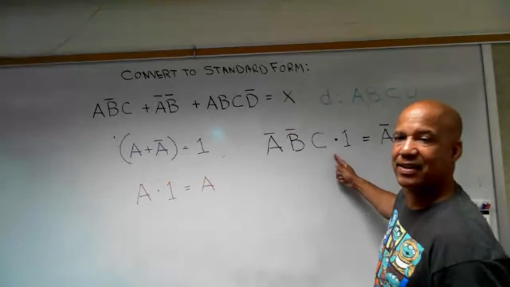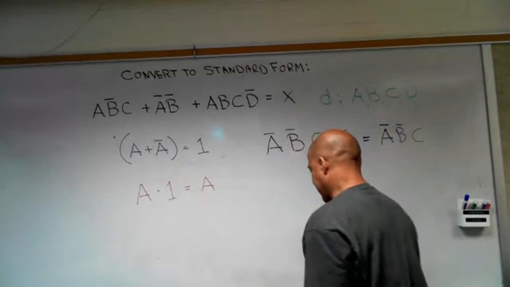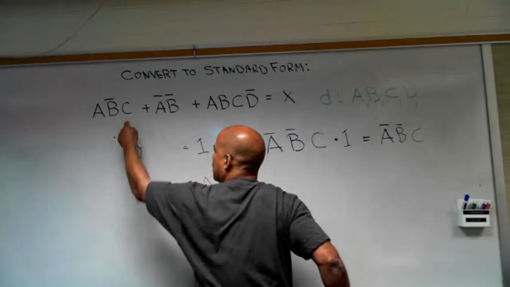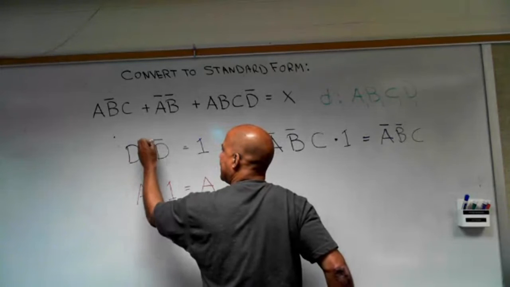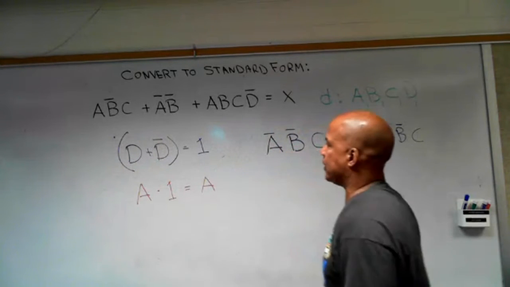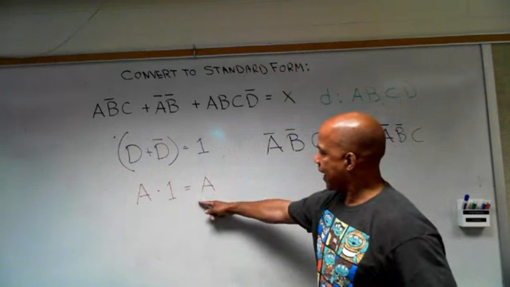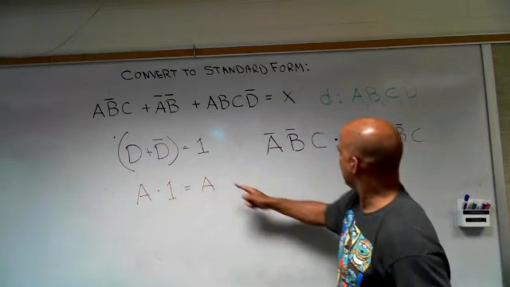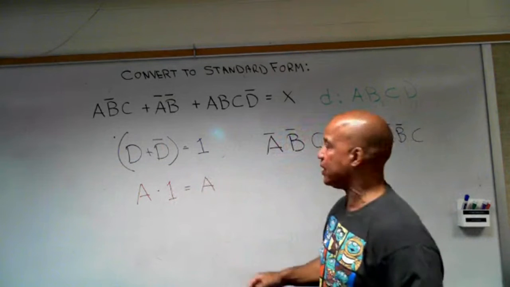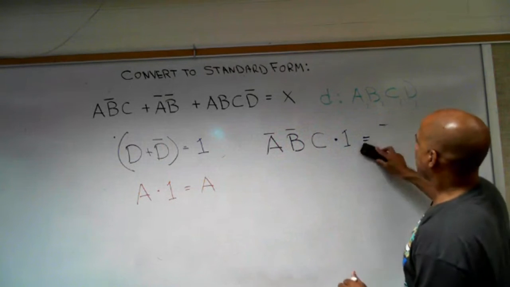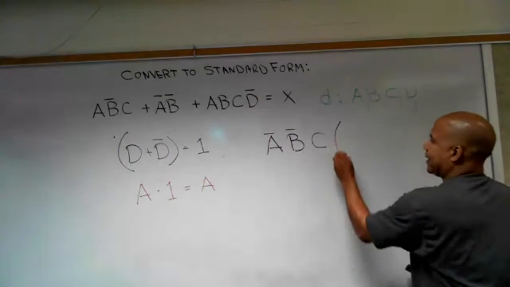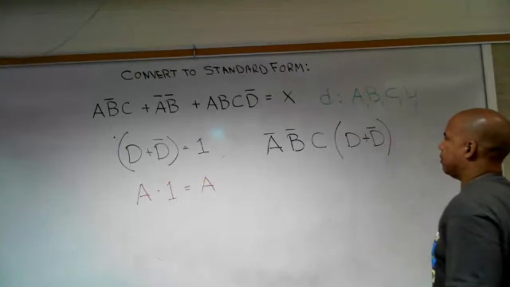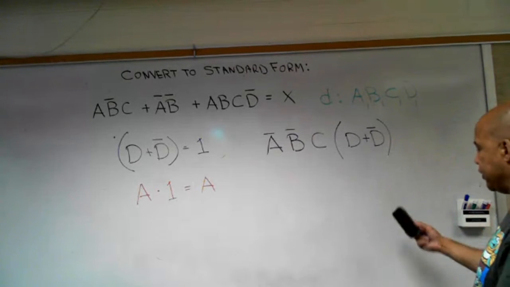What we're missing is a D. According to this, I just change that from A's to D's. If I take D, which is what's missing from here, and I OR it with D naught, I get a 1. That means I can AND this with the 1, or I can AND it with D or D naught, since they're equivalent. It doesn't change the logical value of it. So I want to choose to AND this with what's missing from that term, which is D or bar D.